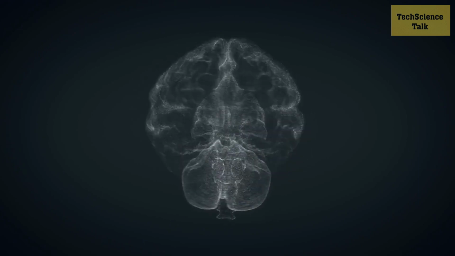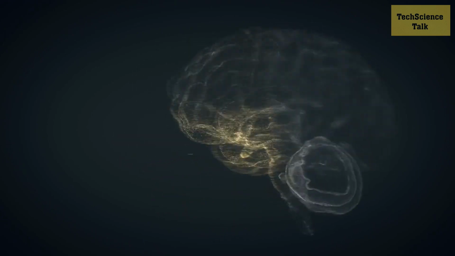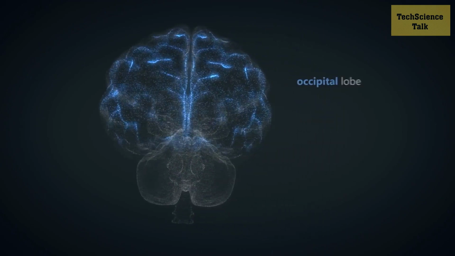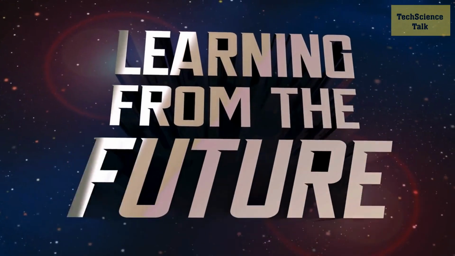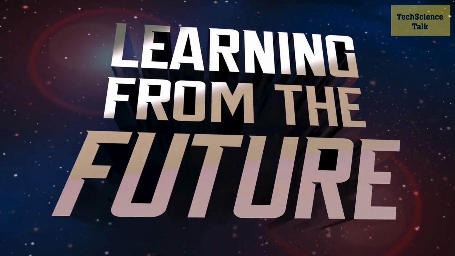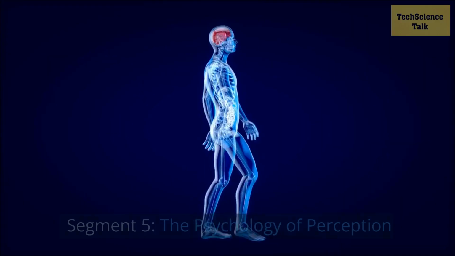We'll delve into the specific brain regions involved in processing optical illusions, such as the primary visual cortex, the parietal lobe, and the prefrontal cortex. By understanding the neural mechanisms at play, we gain insights into the fascinating ways our brains interpret and make sense of the visual world.